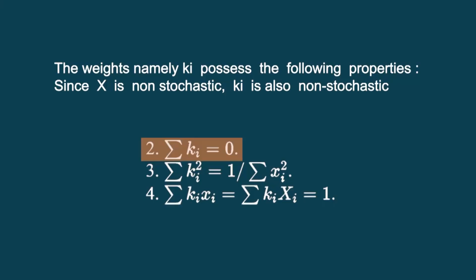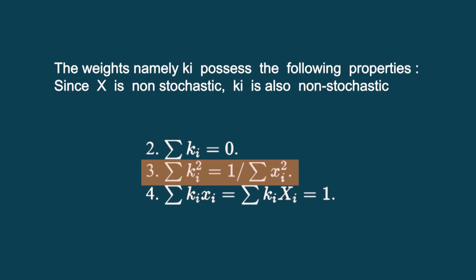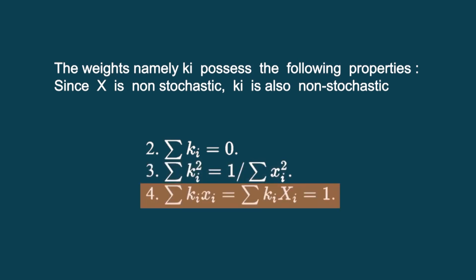At the same time, we can also have some features of this ki, because in the numerator we are having xi, and in the denominator we are having summation of xi square. So summation of ki is 0, because we all know that in the numerator we have xi minus x bar. So if we take the sum, then it comes up to be 0. Similarly, we want to show that summation ki square is basically the inverse of summation xi square. And finally, we can see that if I multiply with small xi or capital Xi, it will be 1.